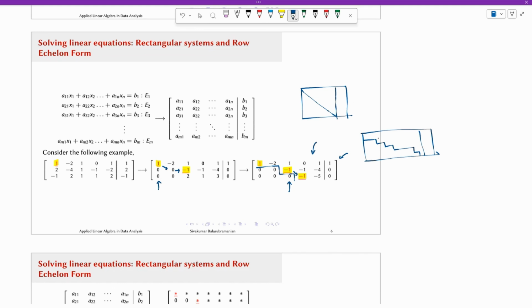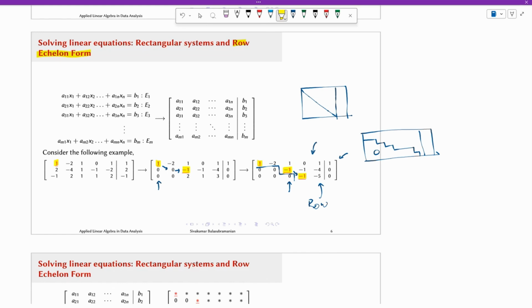Okay? Everything below these staggered lines, or these step lines, is 0. Everything above can be non-zero. Okay? And whenever we have a rectangular system of equations and we get it to this form, this is called the row echelon form.